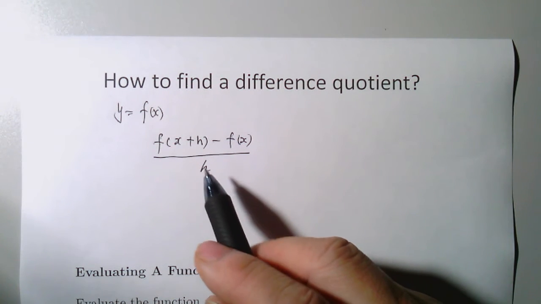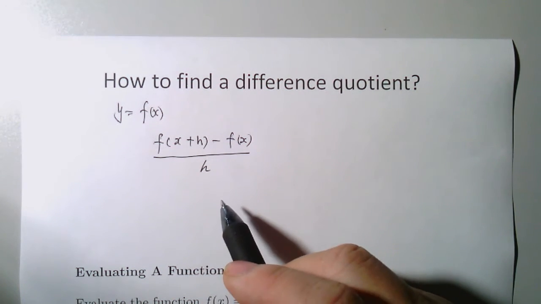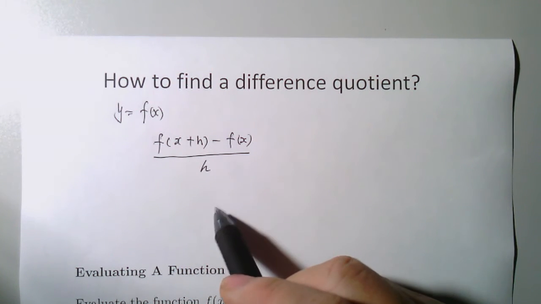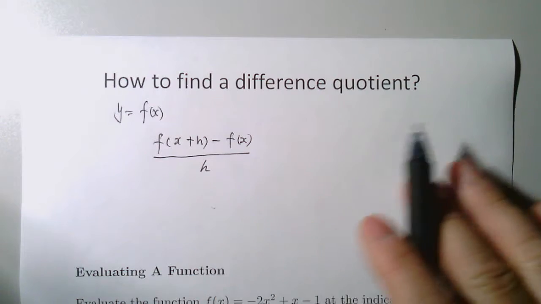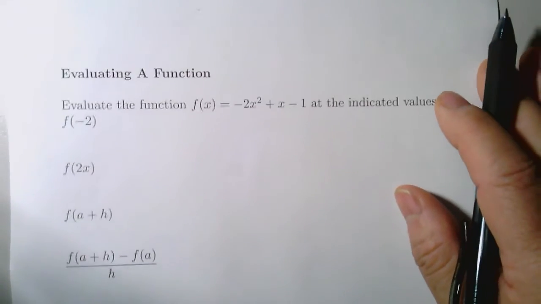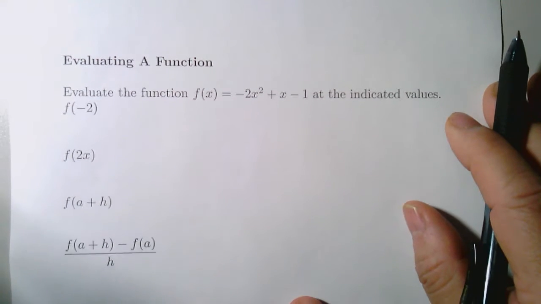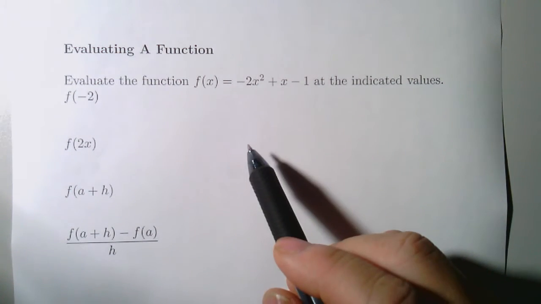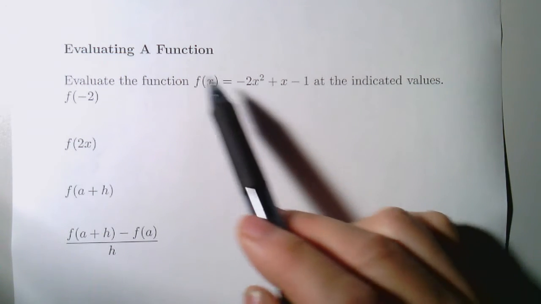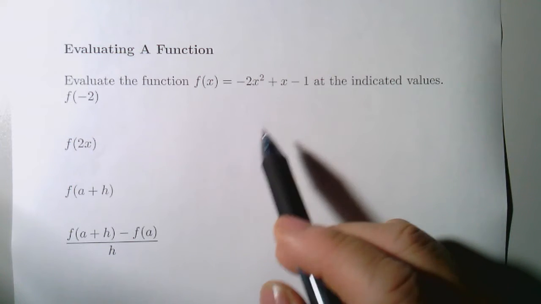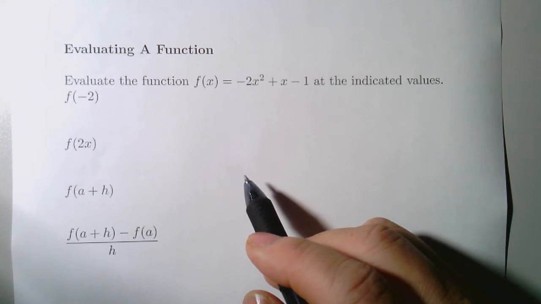Okay, so now let's take a look here. How are we going to find the difference quotient? We use a specific example here. First, we have a function. That function is a polynomial, a quadratic function. And we want to do a little bit more than just evaluate the difference quotient. Okay, let's take a look.